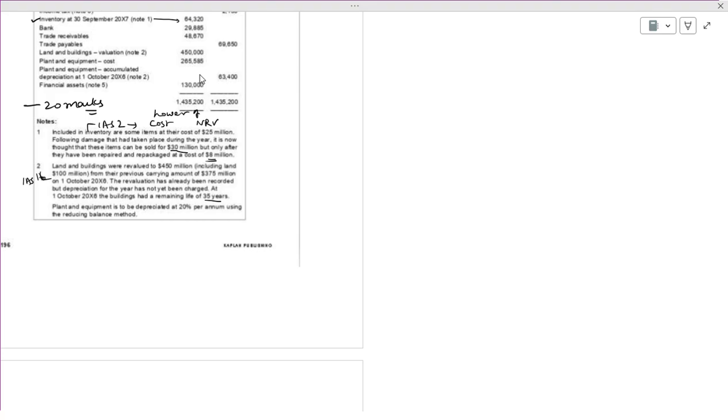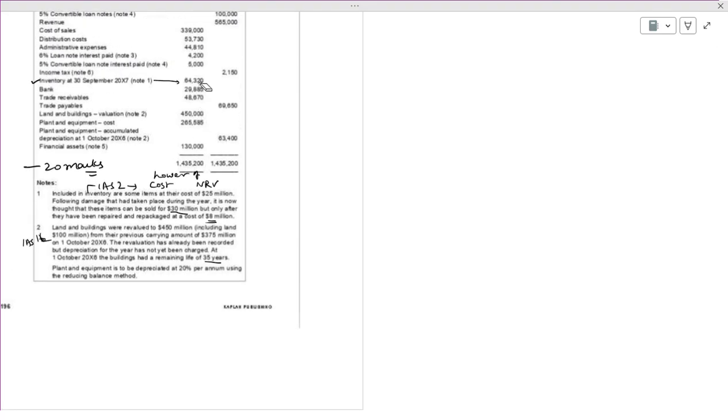Now, what is the check? What are the land and buildings given in the trial balance? See the things. How much is there? They gave 450 million. Plant and machinery is how much? 265, 585. How much is the accumulated depreciation? 63.4. Remember, what we have done in lecture 2, the same thing we are doing here.